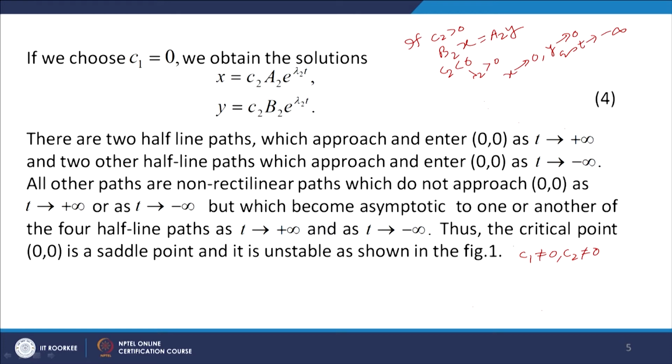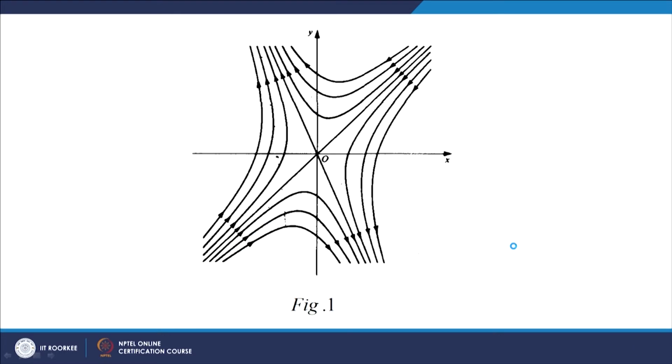Thus, the critical point 0 0 is a saddle point and it is unstable as shown in this figure. You can see here this is your half line path. As t goes to plus infinity, it goes to 0 0. So, it enters 0 0 as t goes to plus infinity, while this is another half line path, this one. As t goes to minus infinity, it enters and approaches 0 0, but the directions are opposite. Here the directions are towards the point 0 0, while here they are away from the origin.